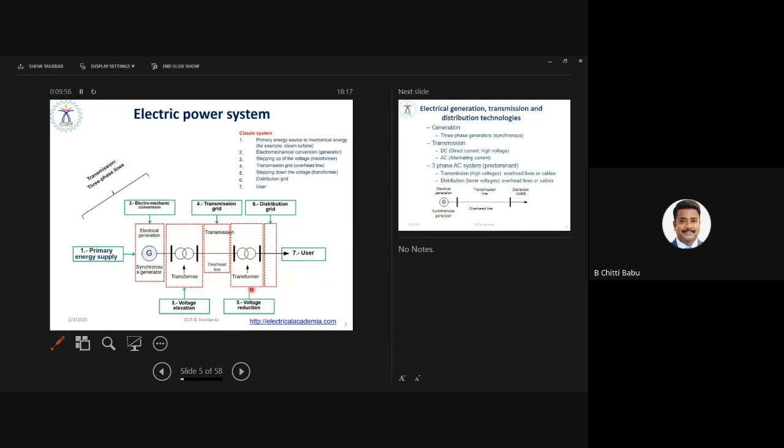So it means we are regulating the voltage, right? Not only for the user need, but also to regulate the power flow between the power generating plant and the user. We have a mechanism to regulate the voltage. But here there is no mechanism for regulating the frequency.